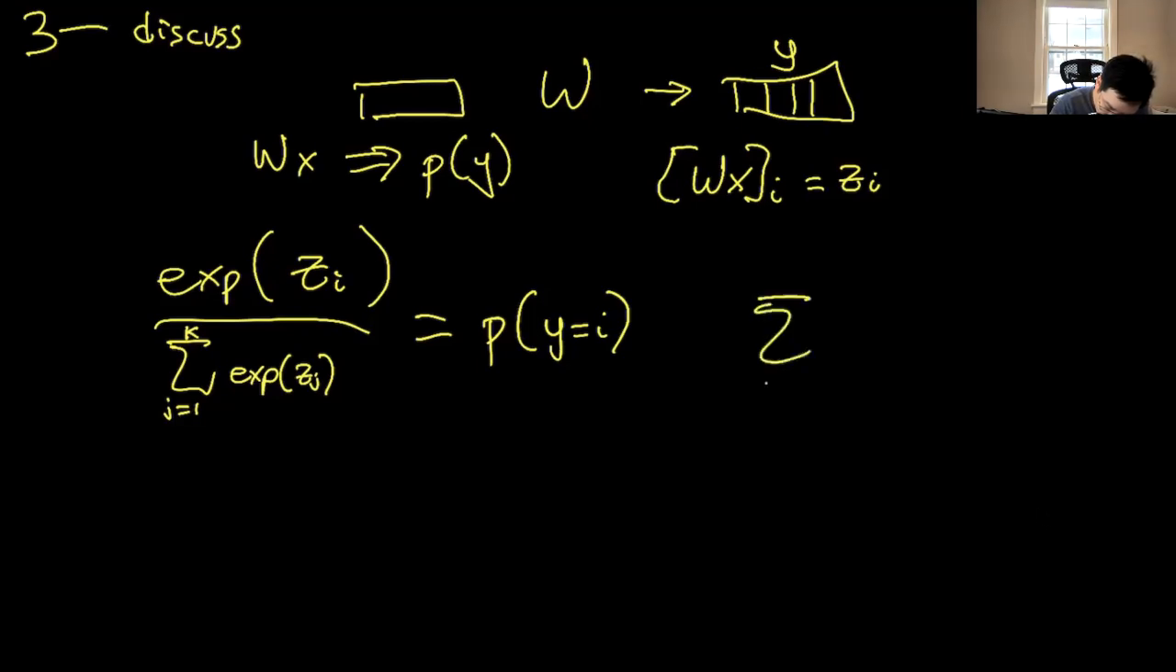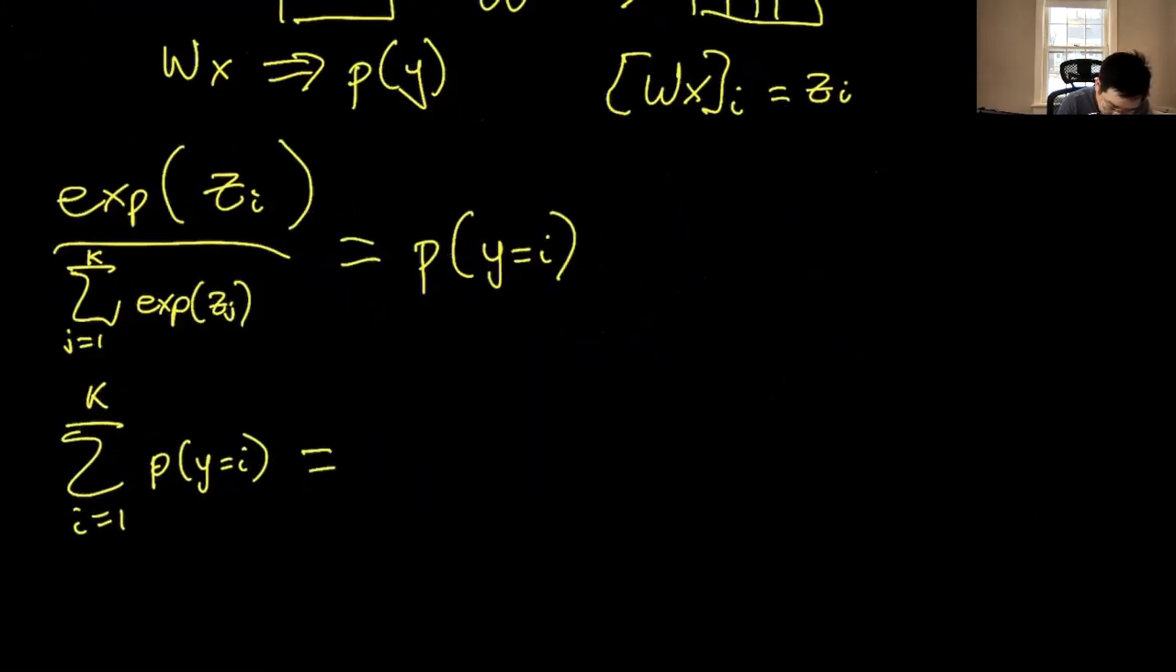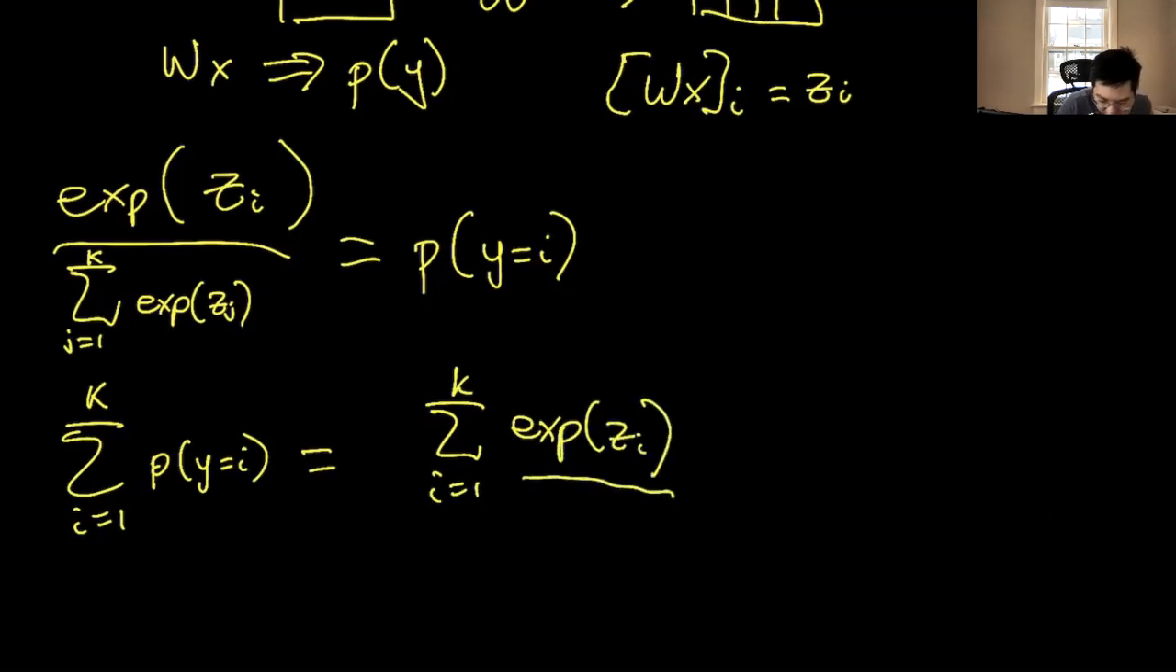if you sum for i equals 1 to k of p of y equals i, sorry, it's so messy. I'm so not used to writing on the iPad anymore. I haven't done this in so long. That is equal to the sum for i equals 1 to k of exp of z_i, and then we divide by this sum here, j equals 1 to k of exp of z_j.